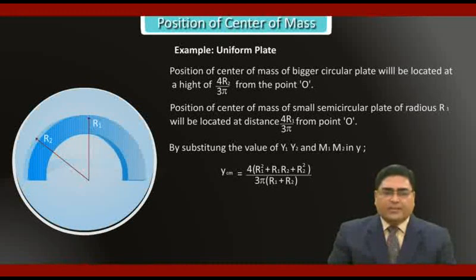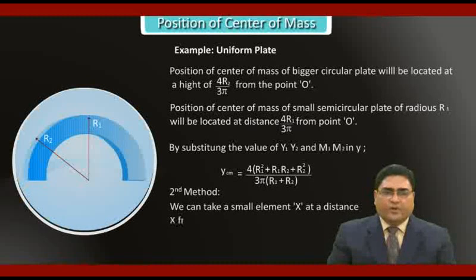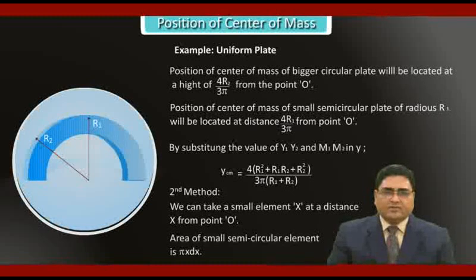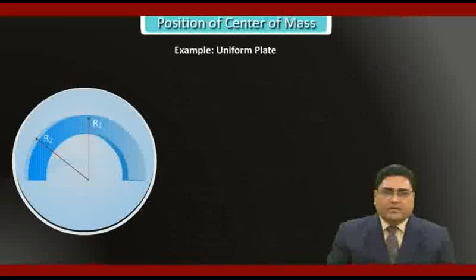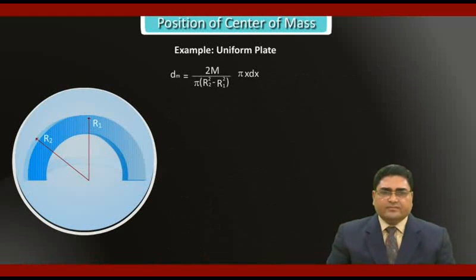Now, the same example can be solved by another method. We can take a small element at a distance x from point O. The area of a small semicircular element is pi x dx. So we can find the mass of this small element, dm equals 2M upon pi into R2 square minus R1 square, into pi x dx.